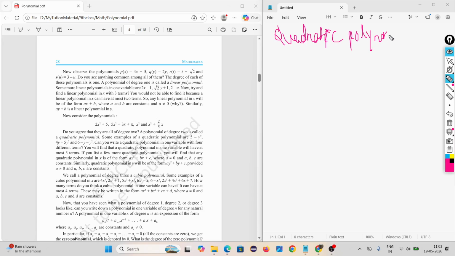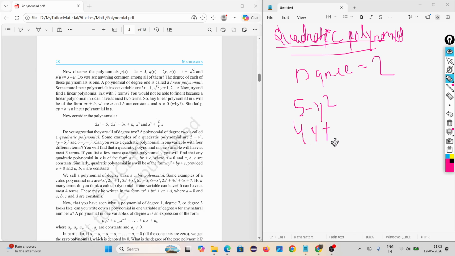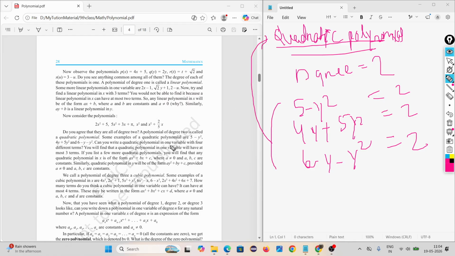Highest power, how much? Degree of variable, 2. Degree is 2. Some examples of a quadratic polynomial are 5 minus y square, 4y plus 5y square, and 6 minus y square. Here degree is 2, 2, 2. That means all are called quadratic polynomials.